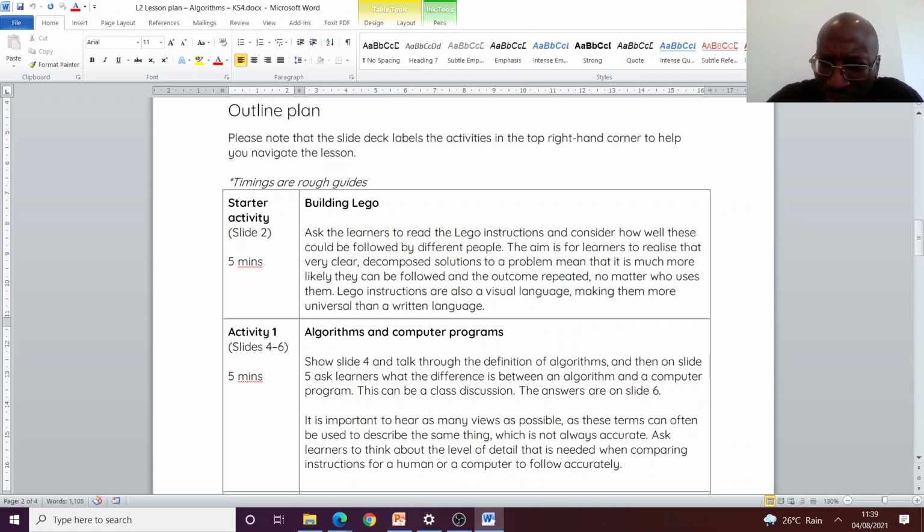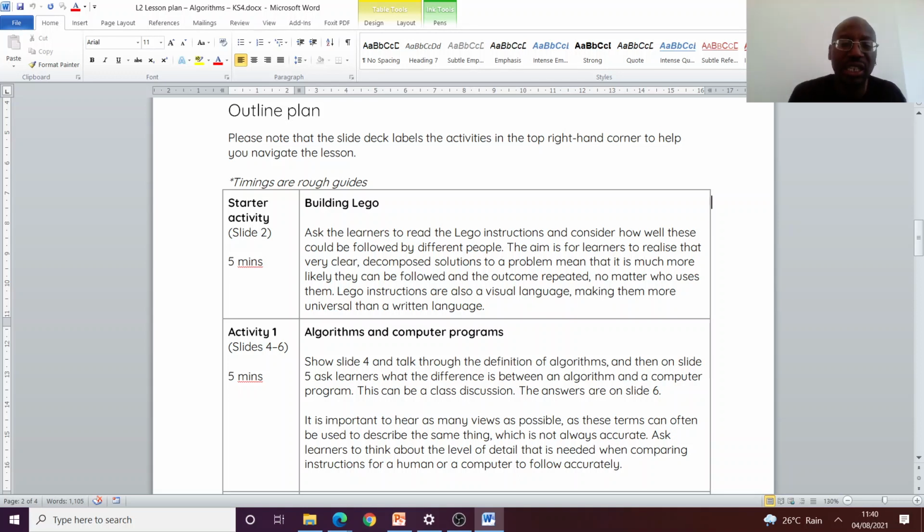So the aim is for the learner to realize that very clear, decomposed solutions to problems mean that it is much more likely that they can be followed and the outcome repeated no matter who uses them. Lego instructions are also a visual language, making them more universal than the written language. Okay, this is supposed to take 5 minutes.